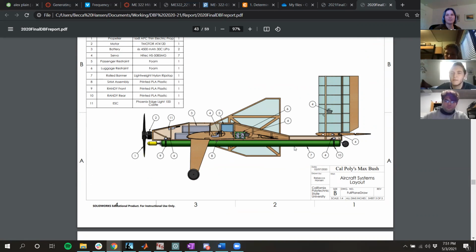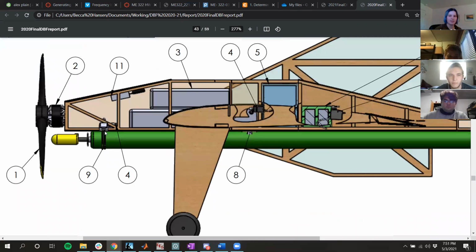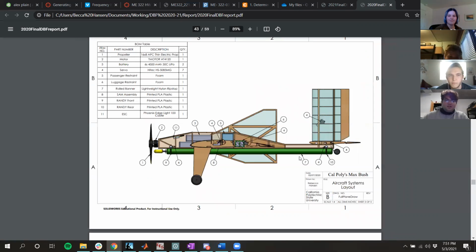Yeah, that's the banner all rolled up. Wait, so do you deploy it in flight? Yeah, it's got a little weight for stability or something. I see that. I got a little tip. I like it. Okay.